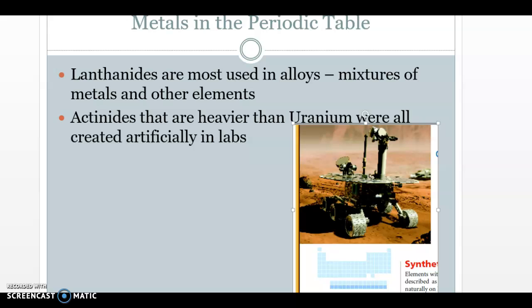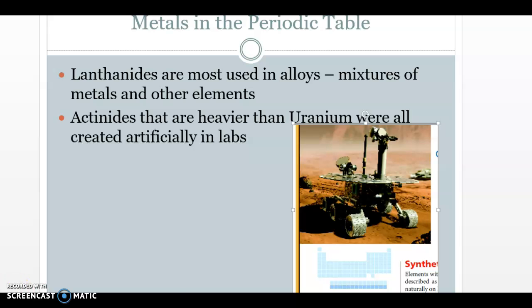Some of the stuff that's created in laboratories is useful. They have created some that are useful, but some that really have no use at all because once you create them, they start to break down. So there are some useful ones that were created in laboratories, but not a lot of those. Those are your actinides or lanthanides that are both groups of metals that fall down below the periodic table.